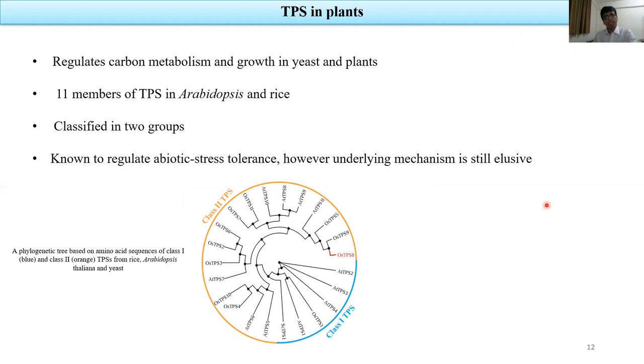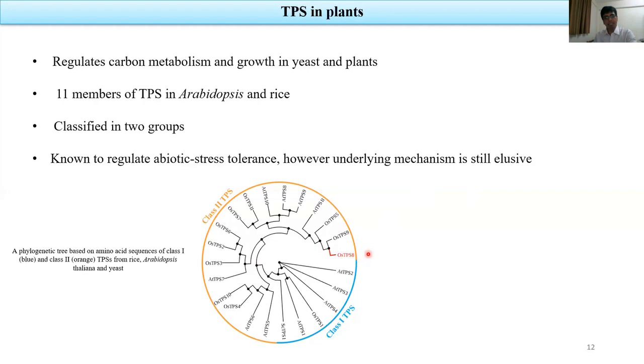So what is known about TPS in plants? It is known that it regulates carbon metabolism and growth in yeast and plants. In Arabidopsis and rice, 11 members of the TPS family have been discovered to date, classified into two groups. And it is known to regulate a few abiotic stress tolerances, but the underlying mechanism is still elusive. This image shows the TPS found in Arabidopsis, rice and yeast, grouped in two classes, class 1 and class 2. Here lies OsTPS8, which we have characterized in this study.